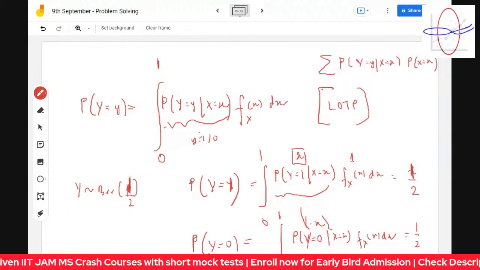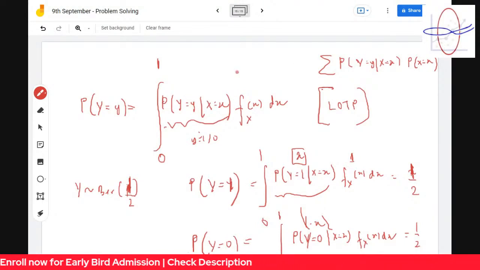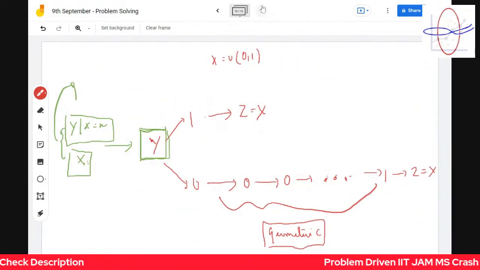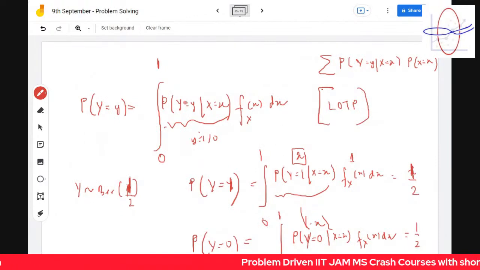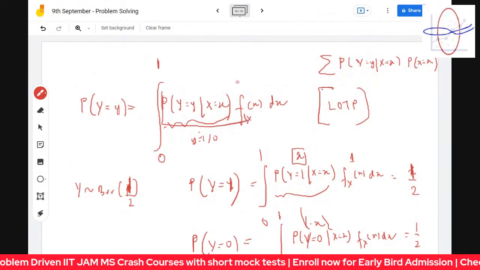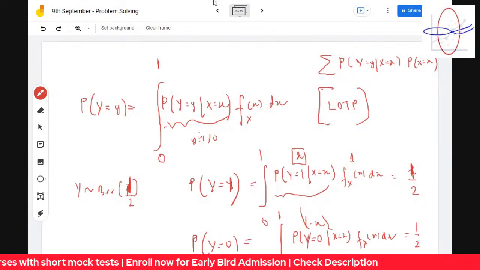However, Y will take only 0 or 1. If you take any other value, let's say small y, we know that Y given X only takes 0 and 1. So if you put y equal to 1000, let's say, the probability is 0. So this probability is 0 if y is not 0 or 1, and therefore this integration turns out to be 0 only.